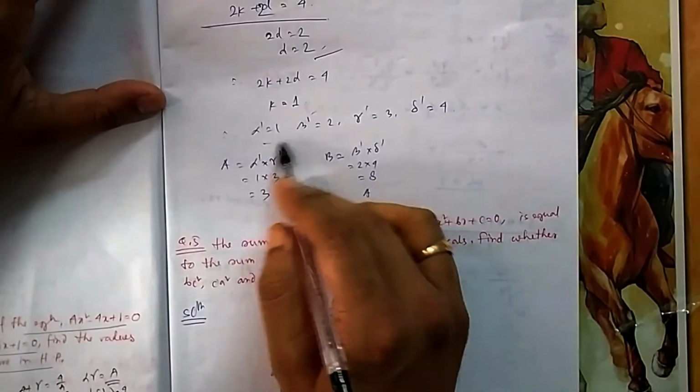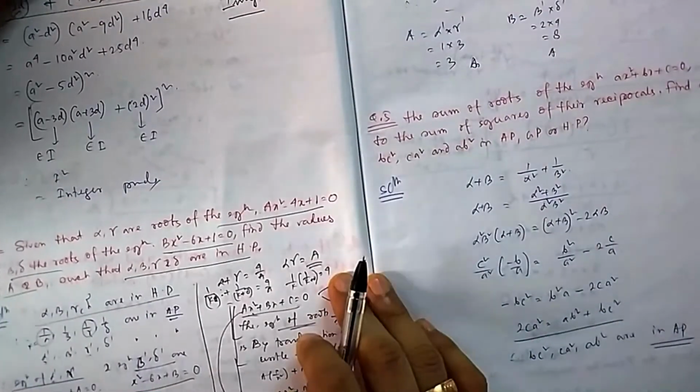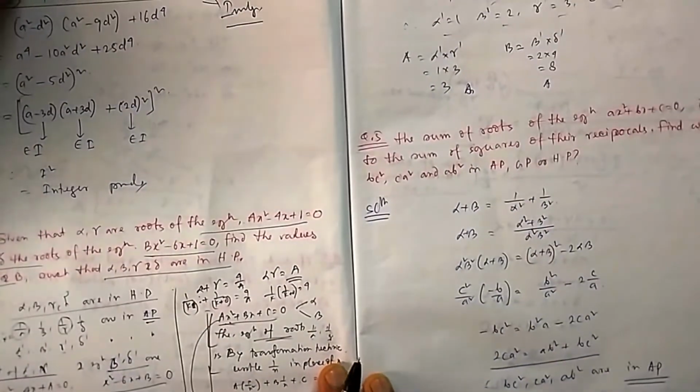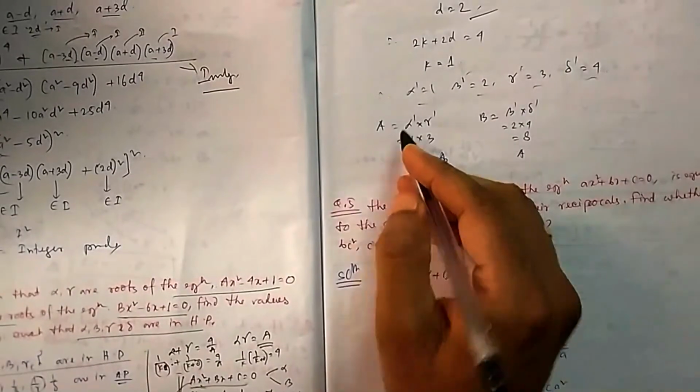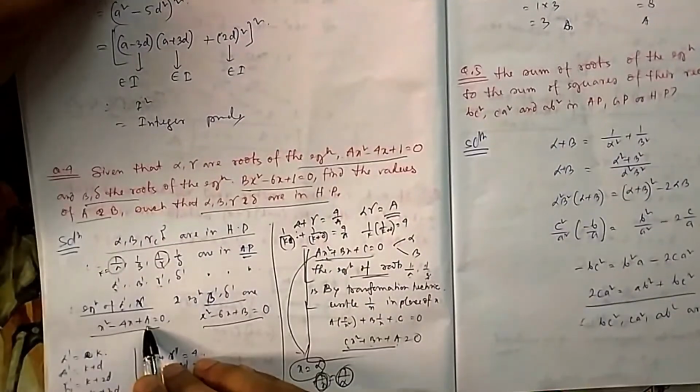Once you know k and d, you know alpha dash, beta dash, then obviously you can find what they are asking: find the values of a, b. You can find easily what is a and what is b. Take the product alpha dash, gamma dash. If you take the product of this one, a, that is c by a, which is 4. So from here you can get a and b easily.